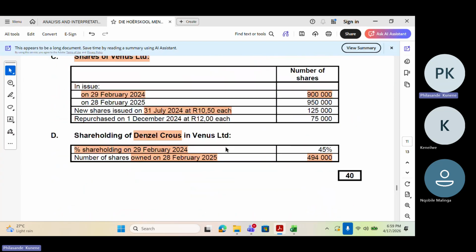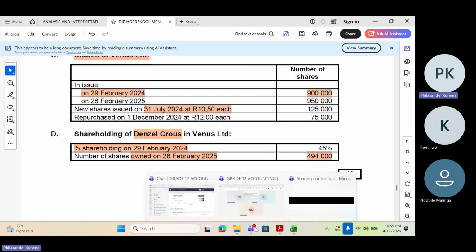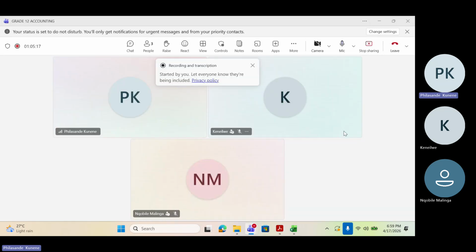Guys, you can see here the only thing we did here was to analyze the question. We did not answer any question, but what we did was to analyze the question that is provided to us.